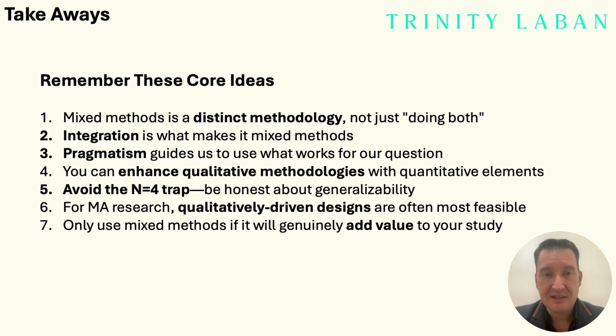Another thing to consider, we need to make sure that we avoid the n=4 trap, which we discussed. So we need to be honest about generalizability. We're not going to use statistical language with small samples. We're going to use simple, transparent counts. We're going to focus on depth and quality of analysis rather than false claims of generalizability. For MA research, qualitatively driven designs are the most feasible, and we need to recognise that this can be excellent research.